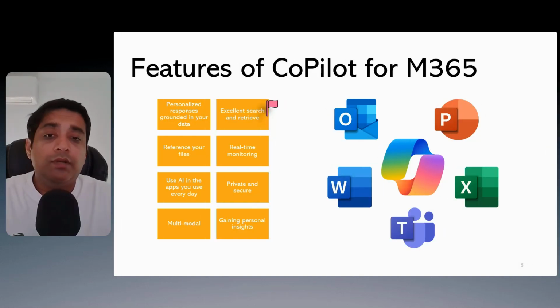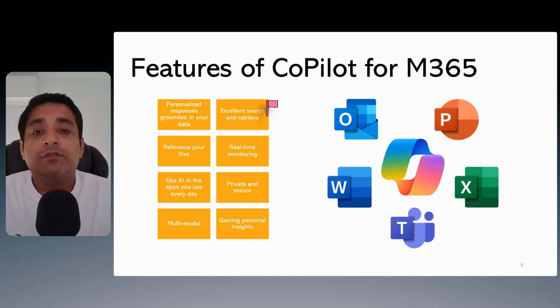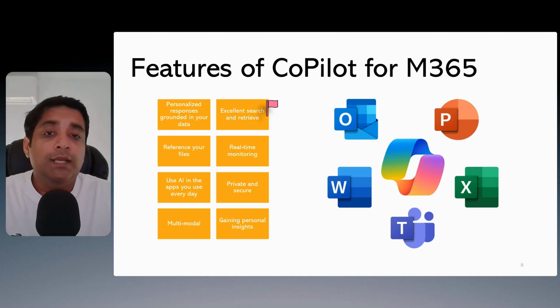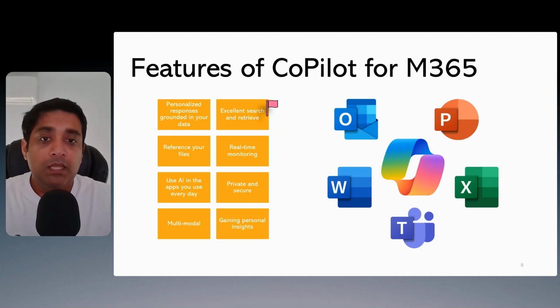Excellent search and retrieval. Now, Microsoft Copilot has excellent search and retrieval capabilities. For example, if you use Microsoft 365 Chat and ask for updates on a particular project, it will find documents related to that project. The way it indexes files is structured and relevant to how you store your files. If you organize your files in a particular location based on a structure and hierarchy, it understands that.